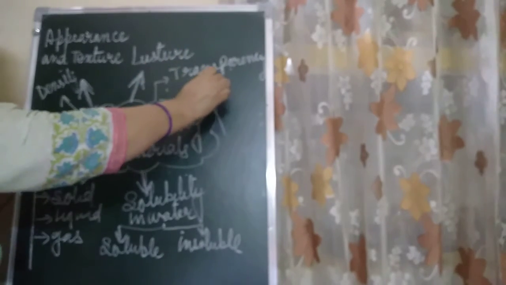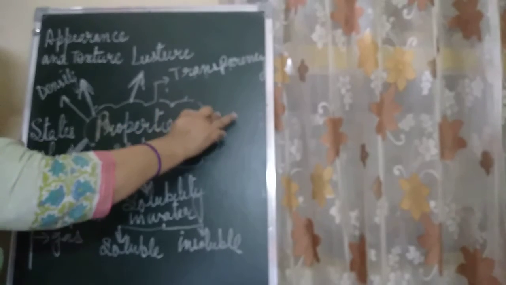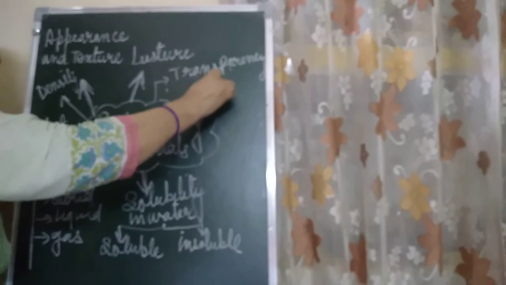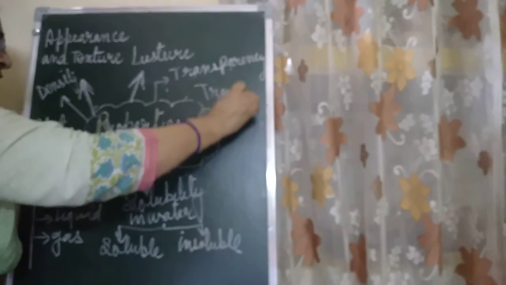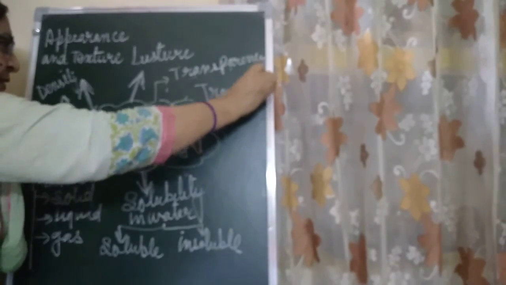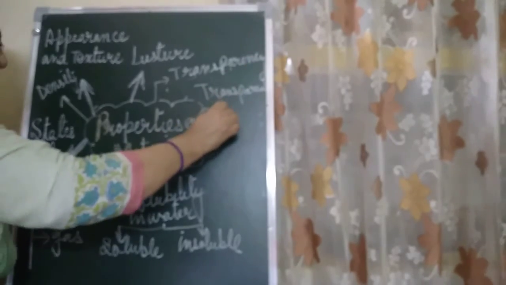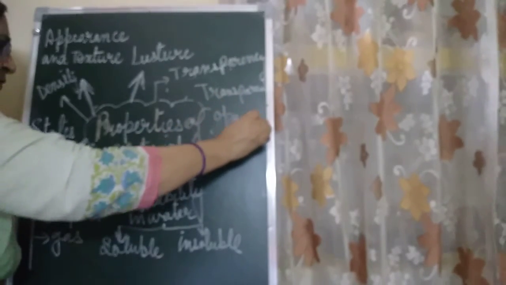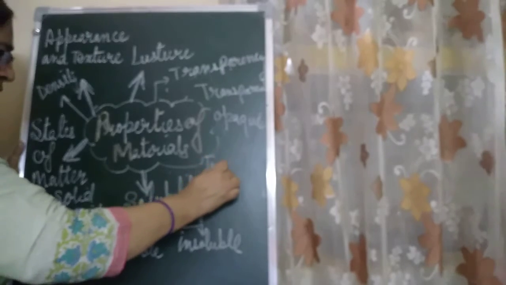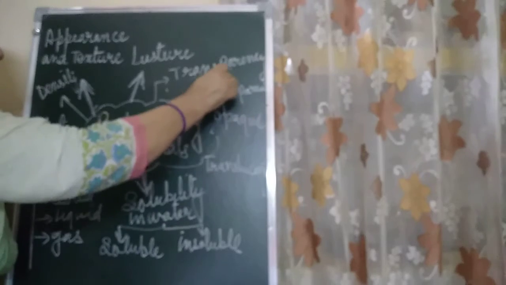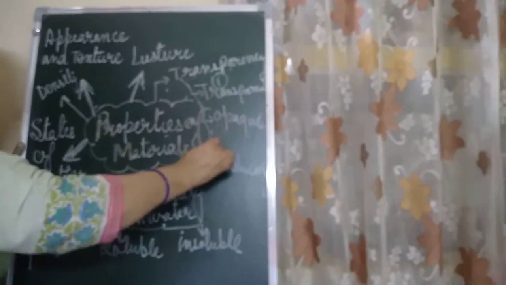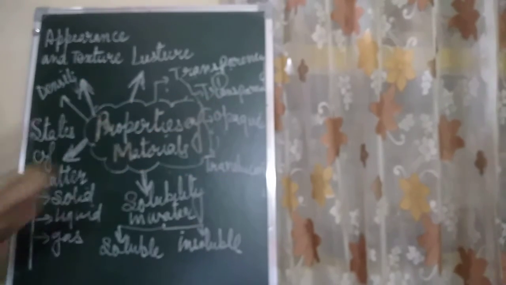Transparent, children, opaque, and translucent. Transparency: transparent, opaque, and translucent.